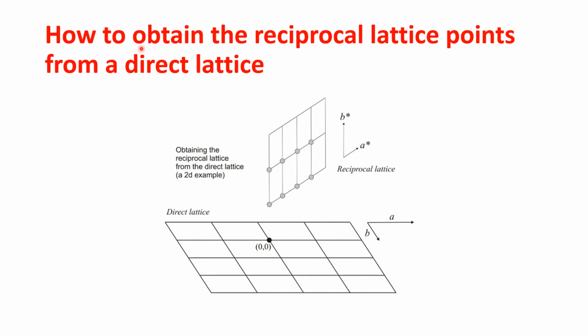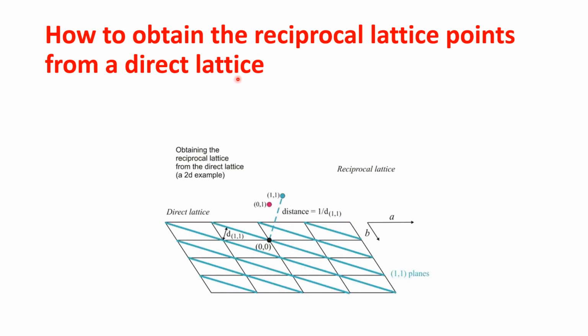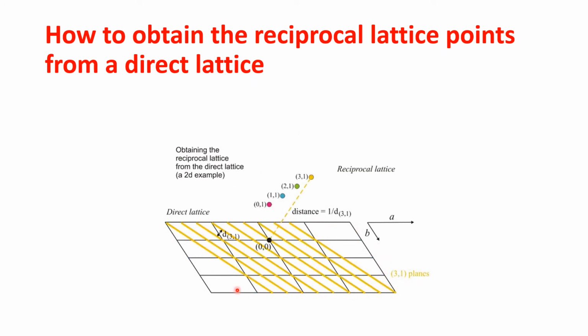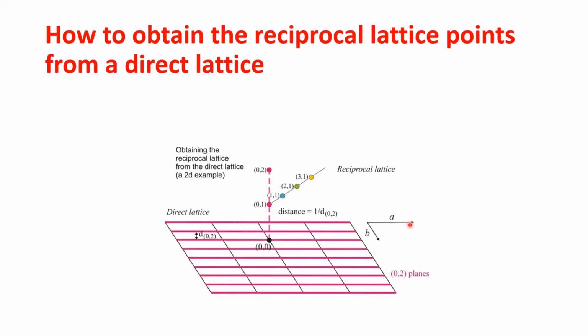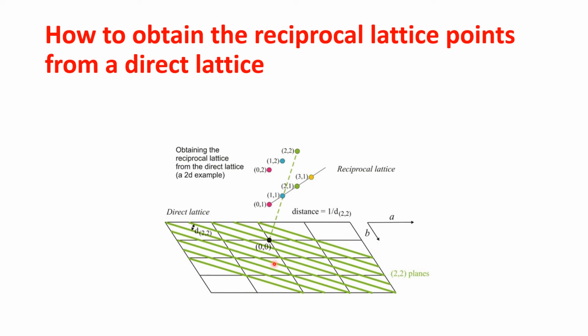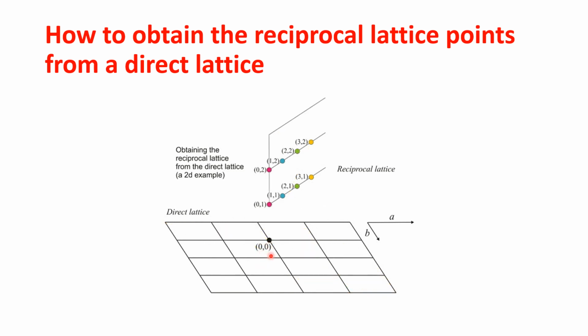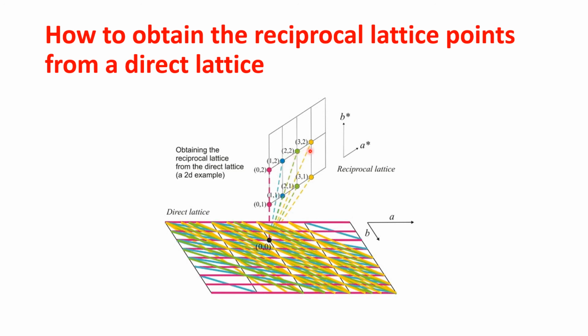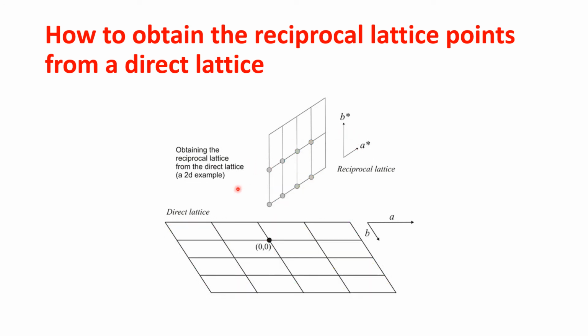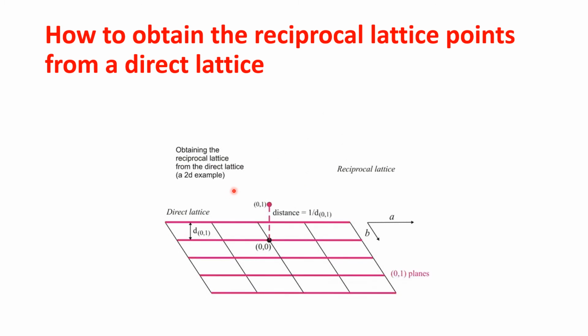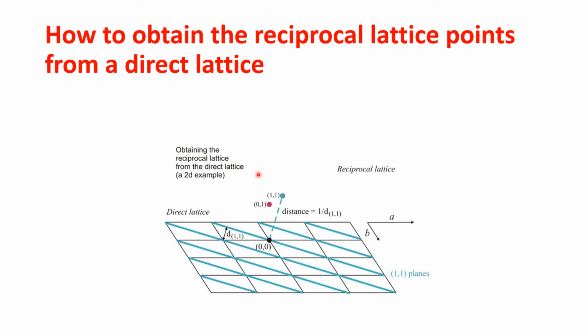Here we show the animation of how to obtain reciprocal lattice points from a direct lattice. These are the direct lattice planes, and these are the direct lattice vectors, A along the x-axis and B along the y-axis. Here we choose a set of parallel planes. That set of parallel planes has the common origin 0, 0. From the common origin, draw normals to this set of planes, for example 01, 11, 21, 31, 02, 12, 22, 32. We get the reciprocal lattice vectors A star and B star. Thus, it becomes possible to find the reciprocal lattice points from the direct lattice planes.